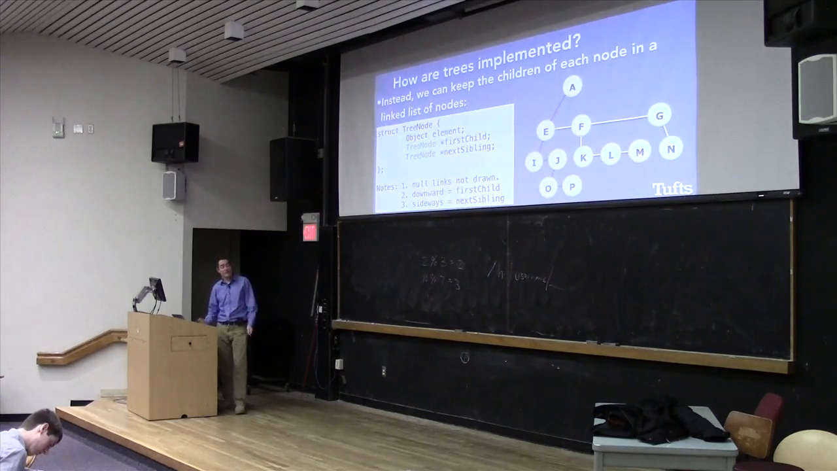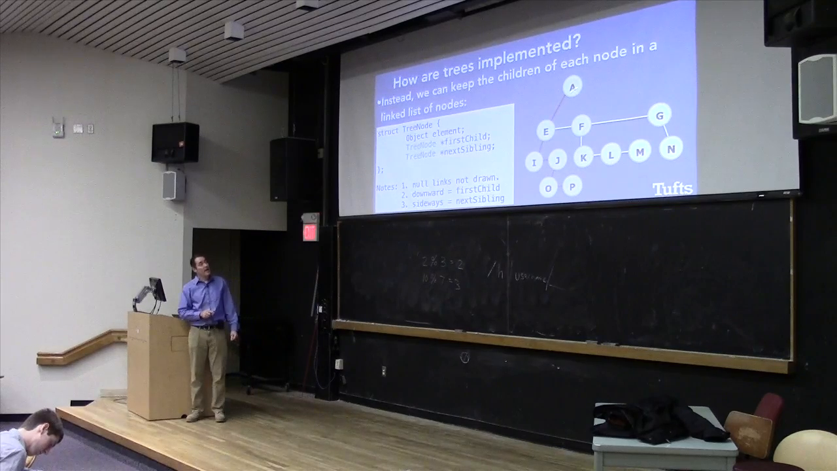So in this case, even though it looks a little odd, A's children are E, F, and G. How do you get there? Go down to the first child and then sibling, sibling. And then same thing with E, sibling there. So I and J are both children of E, even though it doesn't look that way on the graph.